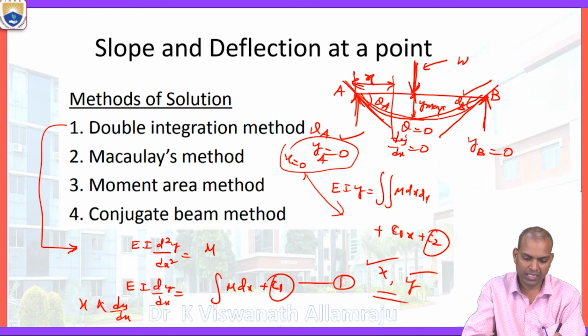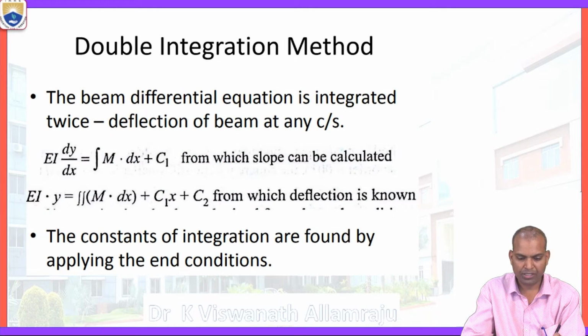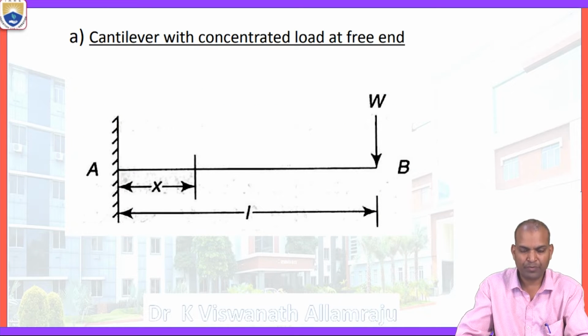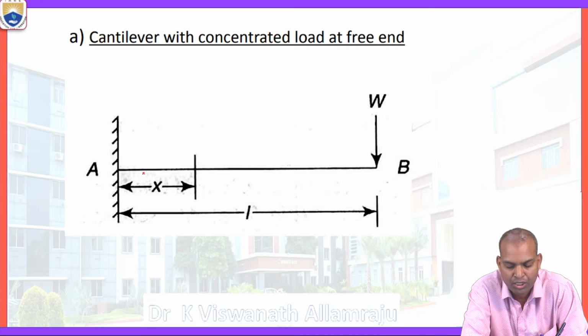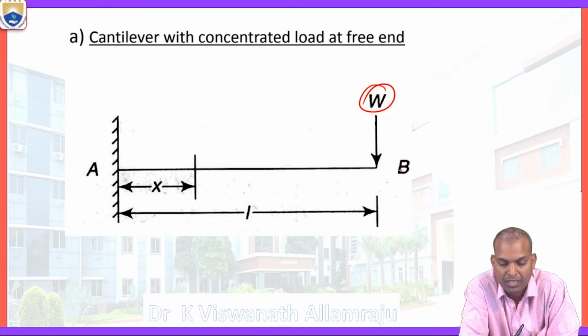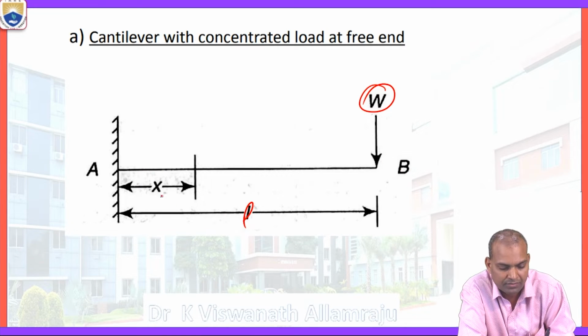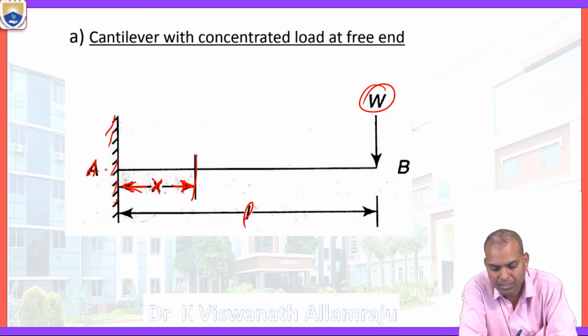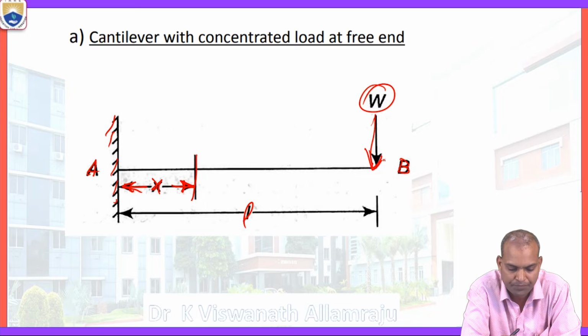Let us begin with case 1 of the double integration method. In case 1, the cantilever beam is subjected to a point load W. The span of the beam is L. It is fixed at support A, and it is free at B. The load W acts at the free end.